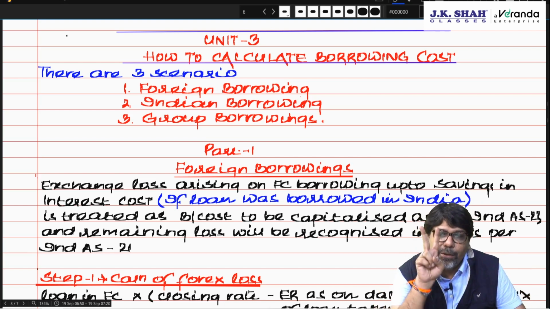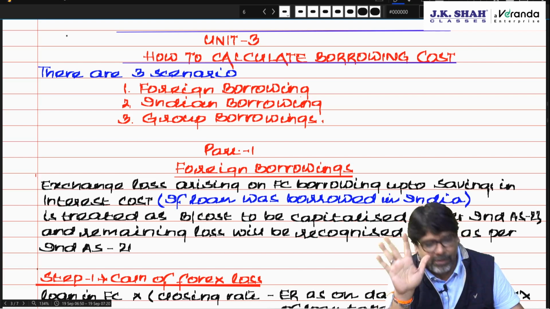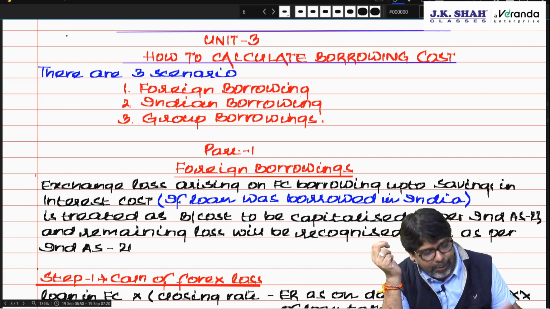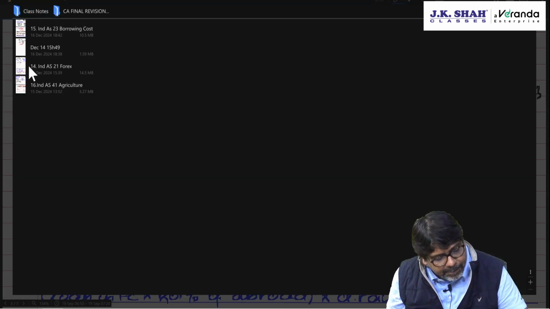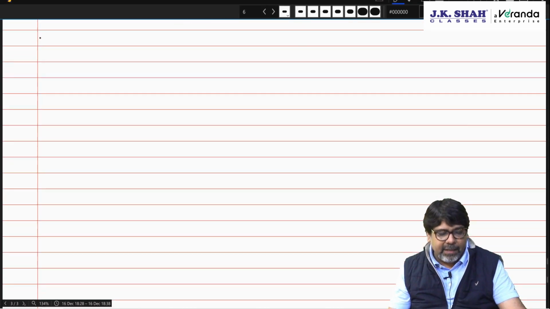Indian borrowings again has two types: specific and general. Foreign borrowing, Indian borrowing, group borrowing. Let's go across foreign borrowing. Now, chartered, foreign borrowing. First, let us understand.